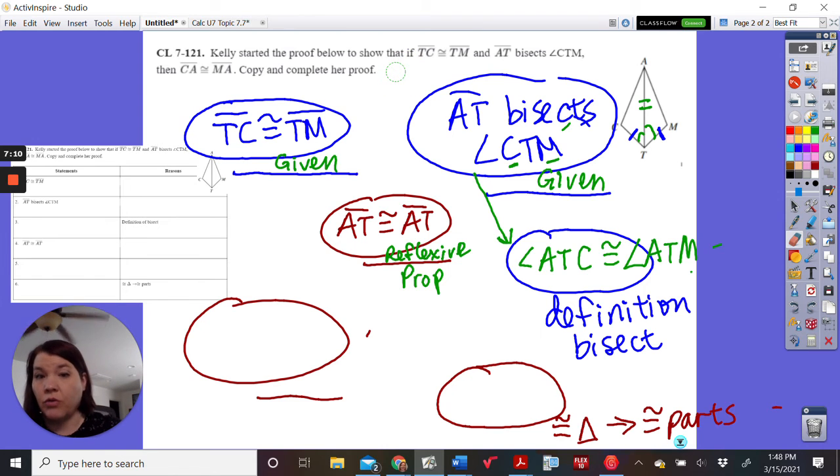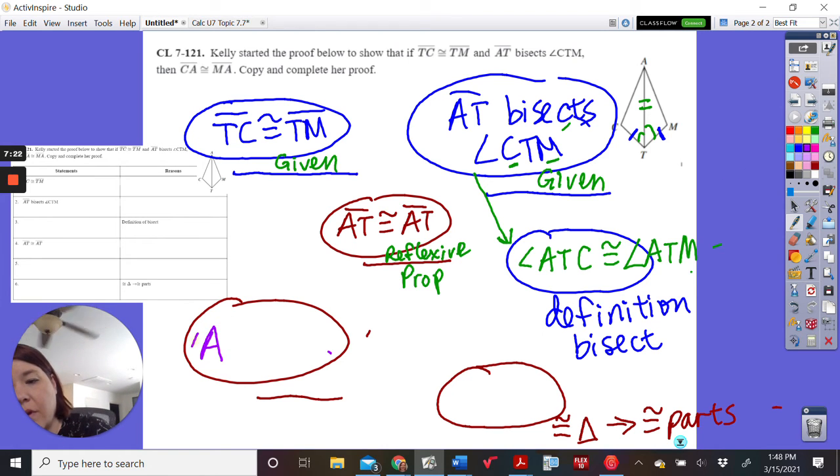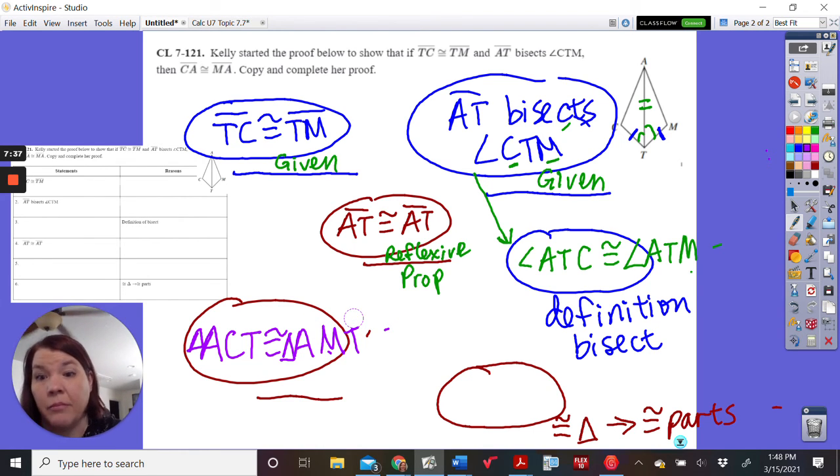Which two triangles have we shown are congruent? Well, triangle ACT. Let me change colors again. Triangle ACT congruent to triangle AMT. I should have done ATM, but then the other one doesn't work out. ATC, ATM's better. But there we are. And that would be side, angle, side.